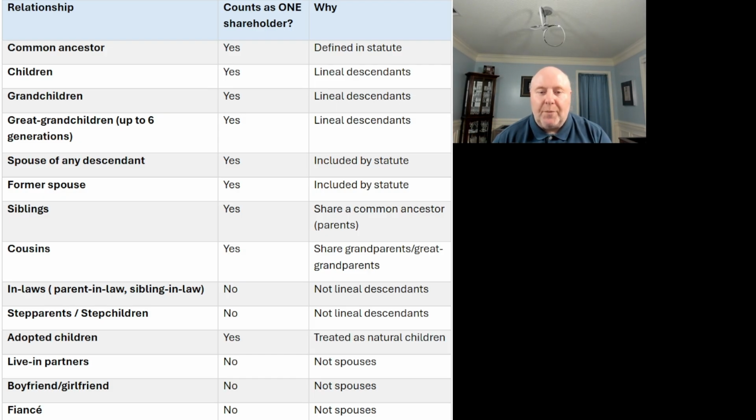So let's look at these rules. Children, grandchildren, grandparents, and the spouse of any of them. So your grandma and your grandpa would be 1.